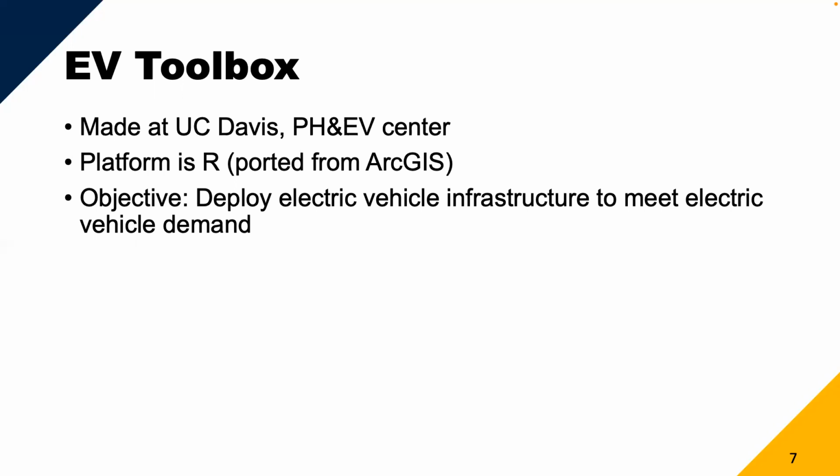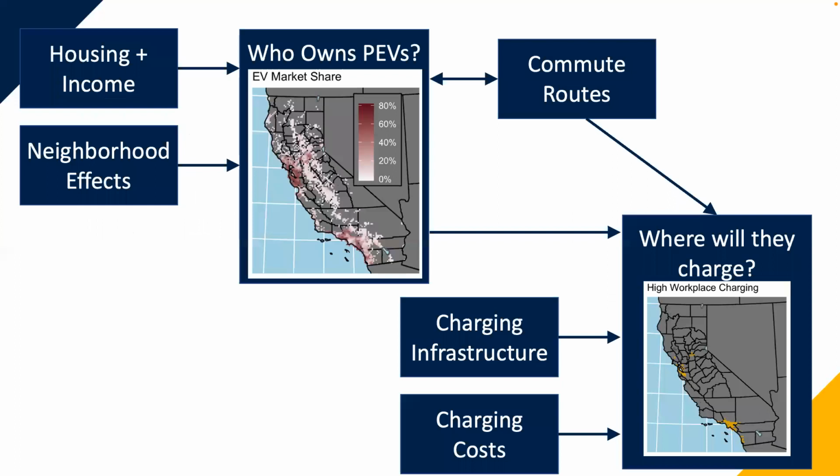It used to be developed in ArcGIS. Now the platform is in R. And the objective of this model, right, as I was saying, it's important to have this in the forefront, is how you can deploy electric vehicle infrastructure to meet EV demand. Okay, and so here, this is a network scheme to break down the essential components of this model.